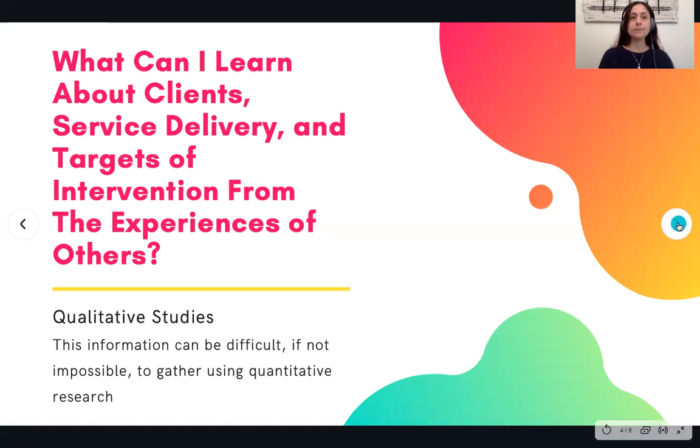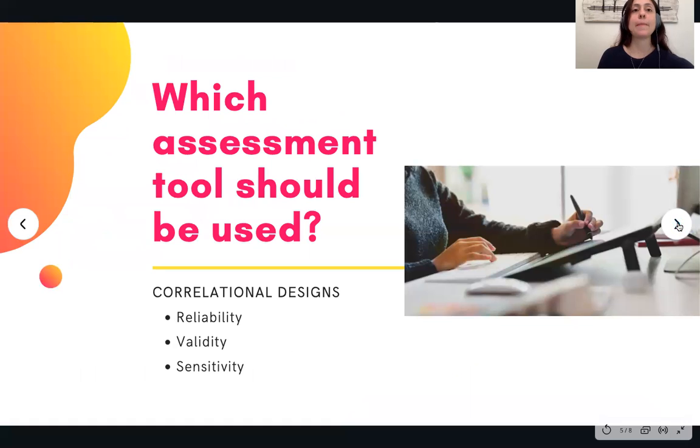Okay. Question number 3. Which assessment tools should be used? We talked about this in lecture 1, I believe, when we were talking about using evidence-based practice in assessment. Okay, so here we're looking at which instrument or assessment tool is going to be the most reliable, valid, sensitive, feasible, and culturally appropriate. Okay, so with reliability, we want to know that the same scale is going to give us reliable results.